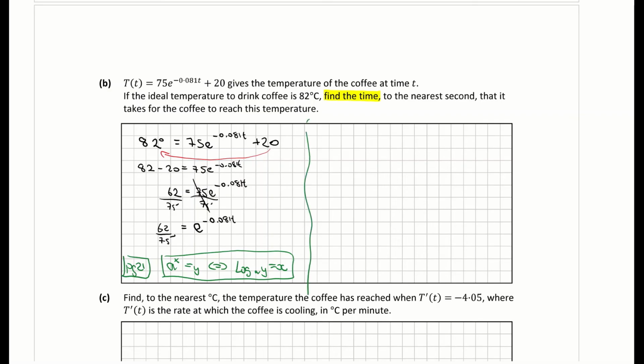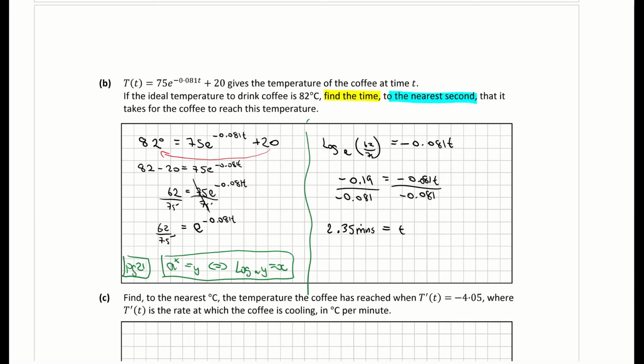So that's giving me the log of 62 over 75 to the base e equals minus 0.081t. And the log of 62 over 75 to the base e on my calculator is minus 0.19. And in order to solve now for t, I'm going to divide both sides by minus 0.081. So then that is giving me t is equal to 2.35 minutes. Now the question wants us to find the time to the nearest second.